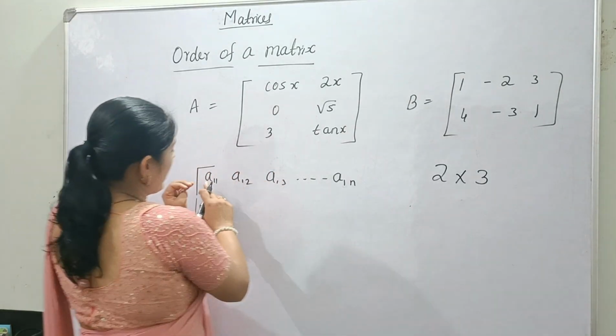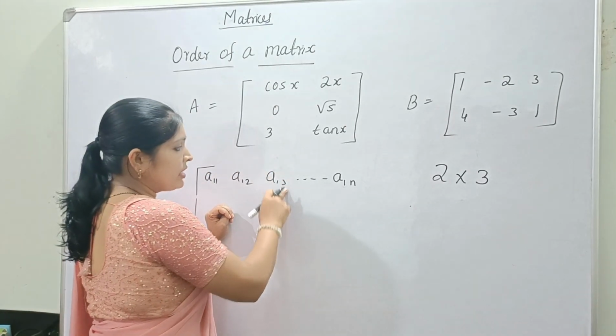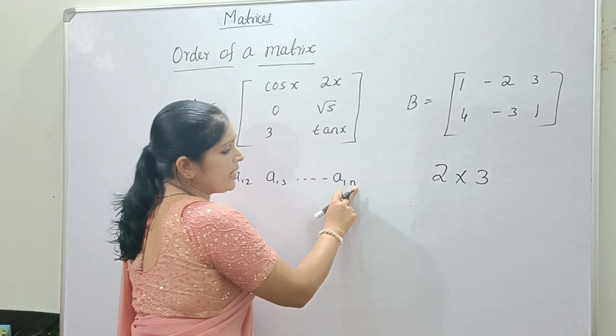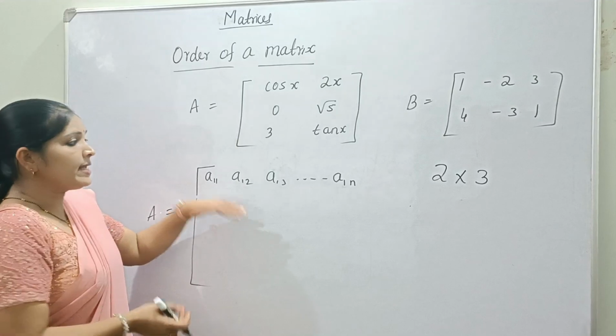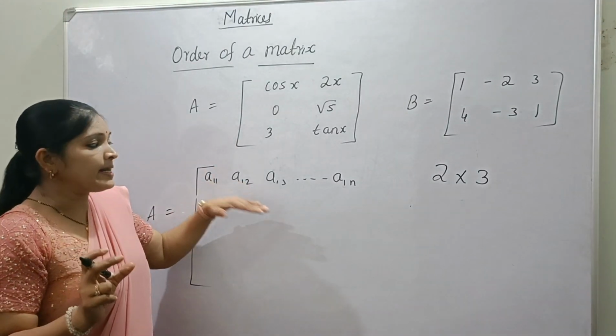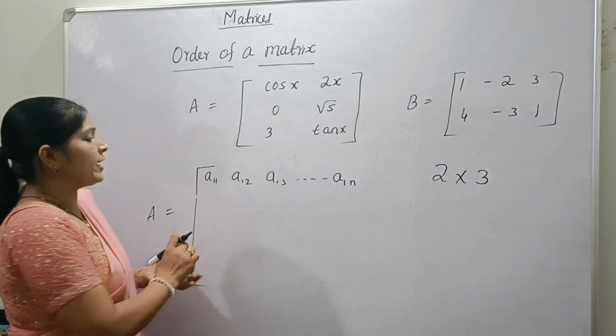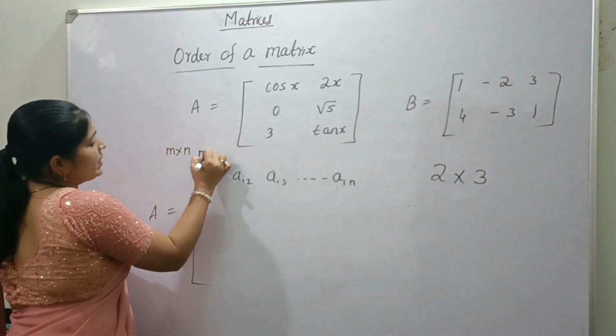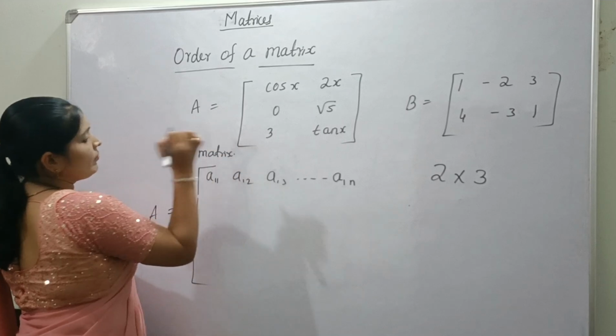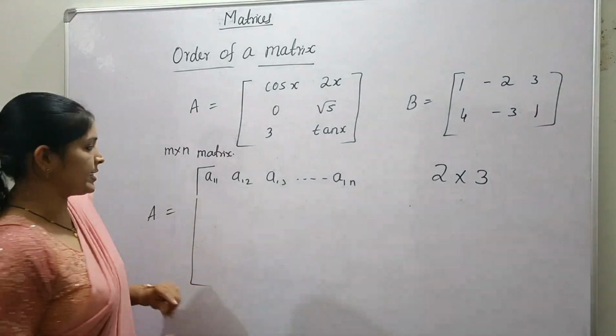So A11, A12, A13, etc. A1n, because there are n elements. Okay, it is the general form of a matrix, that is a matrix of order m by n, that is m by n matrix. It is the general form of a matrix.